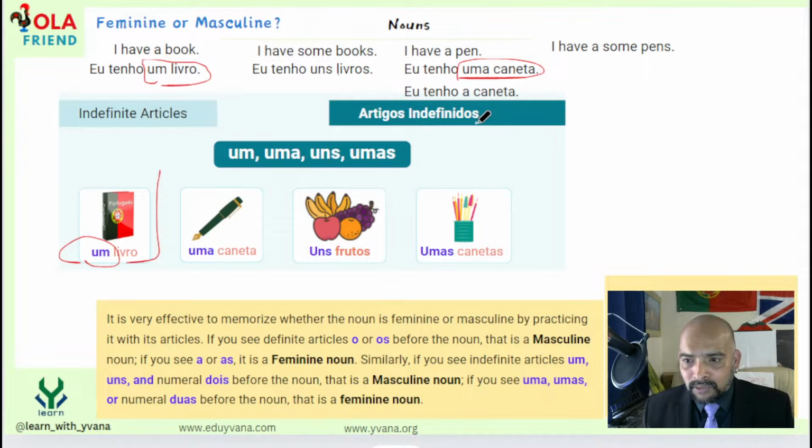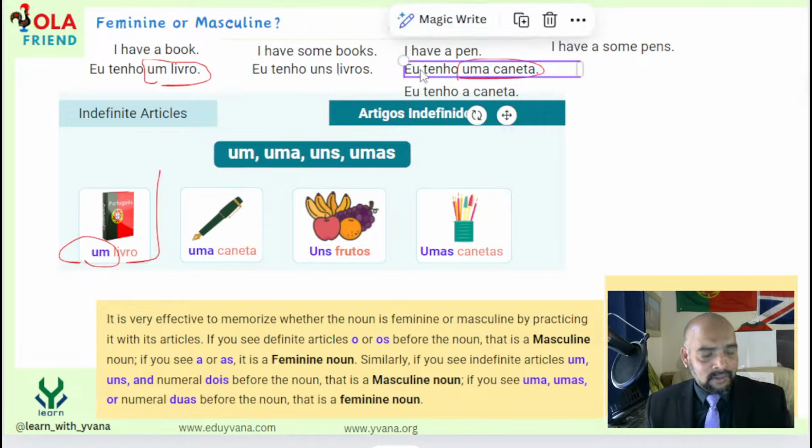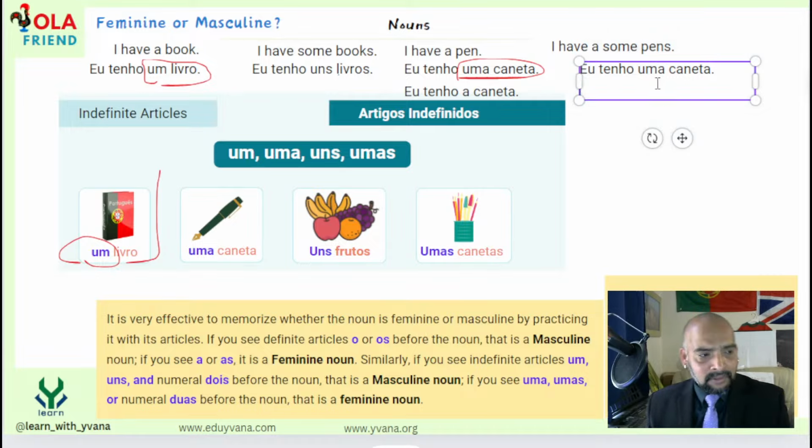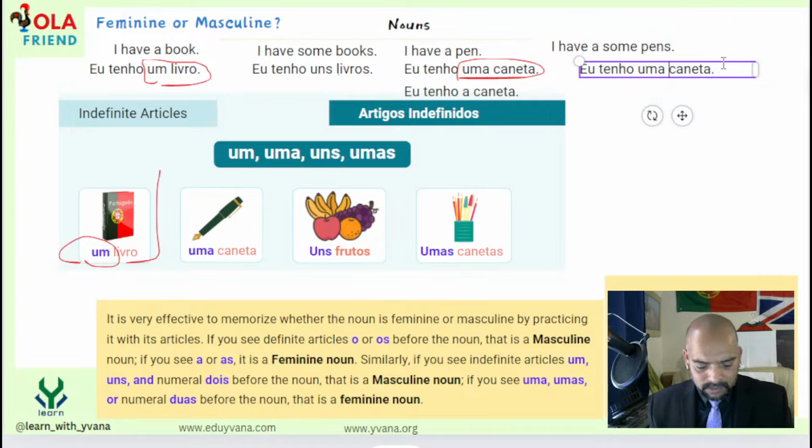Okay, eu tenho uns livros. That's good, Ganesha. Eu tenho uns livros, I have some books. Similarly, you can say eu tenho uma caneta. And if you want to say that I have some pens, then you can say eu tenho umas canetas. I have some pens. That's cool, right? So you got everything until here, guys.